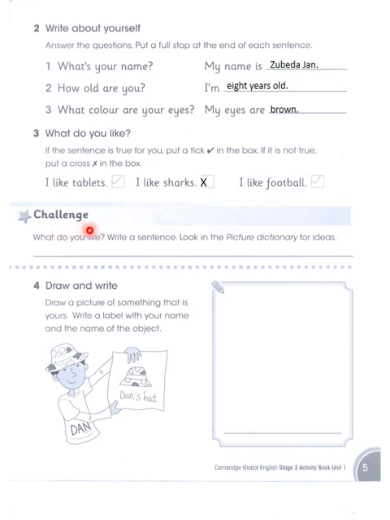Now there is a challenge. What do you like? Write a sentence, look in the picture dictionary for ideas. Okay.